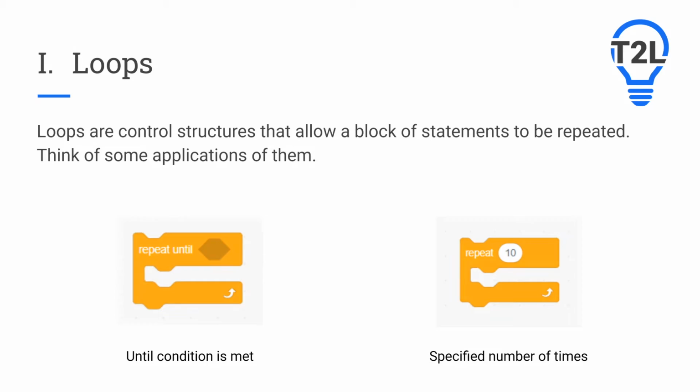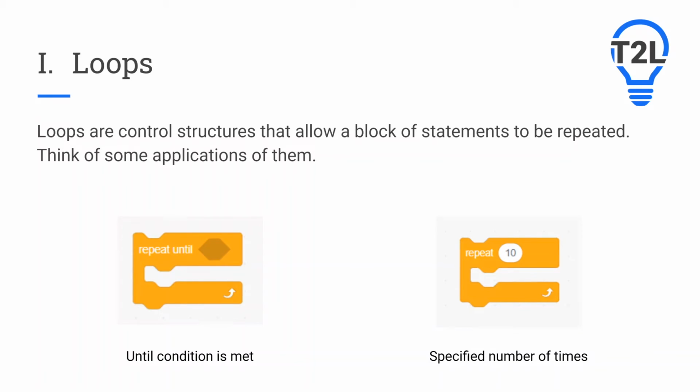So we're going to continue on. The first topic for today is going to be loops, okay? Loops are control structures allowing blocks of statements to be repeated multiple times. Here are some applications of them, like repeat until a certain condition is met, or repeat a specific number of times, like 10.